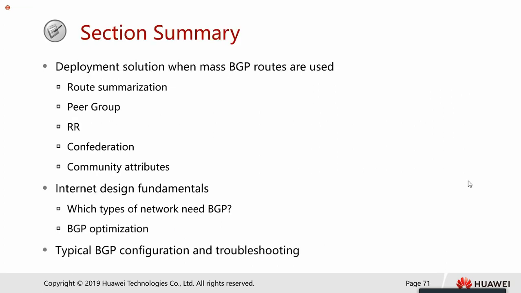And this is the section summary. Deployment solutions when full mesh BGP routes are used: using route summarization, peer group, route reflector, confederation, and also community attribute. And for internet design fundamentals: what type of network needs BGP, how to optimize BGP, and how you configure advanced BGP configuration all at once. Okay.